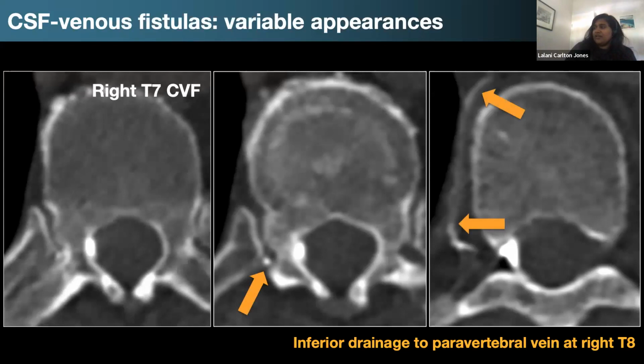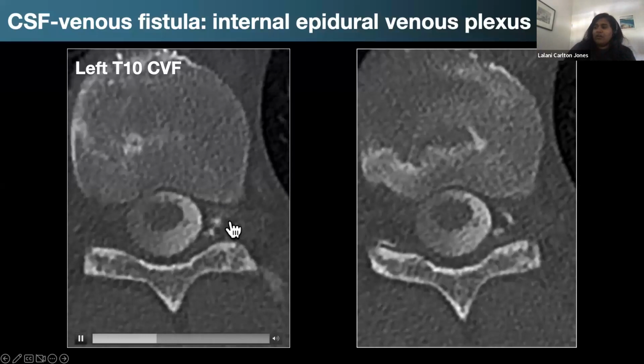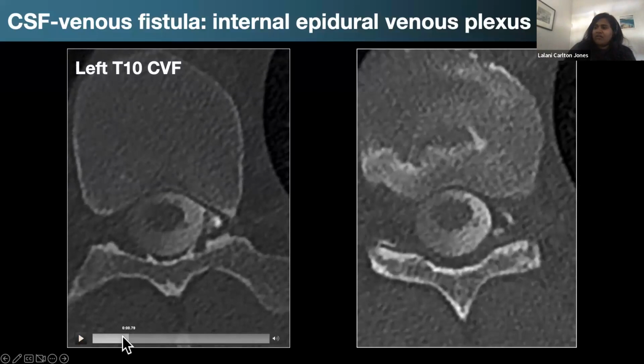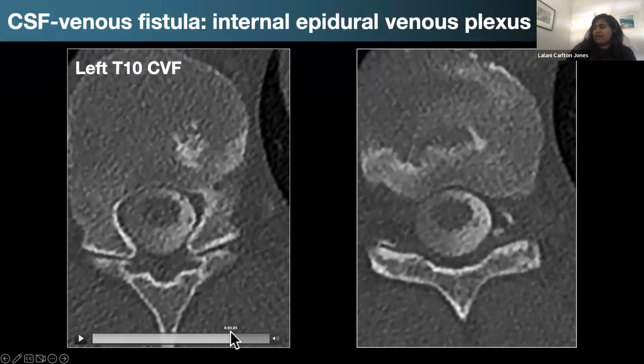Now, just to show you, fistulas can have lots of different variable appearances. Here you can see this myelogram has been done with the patient on the left side. You can see contrast dependent here. And what you can see is this diverticulum here, but then there are all these little irregular squiggles around this diverticulum. And these are all contrast filling these internal epidural plexus veins. So it doesn't really have any paraspinal drainage. This is all internal epidural plexus drainage.